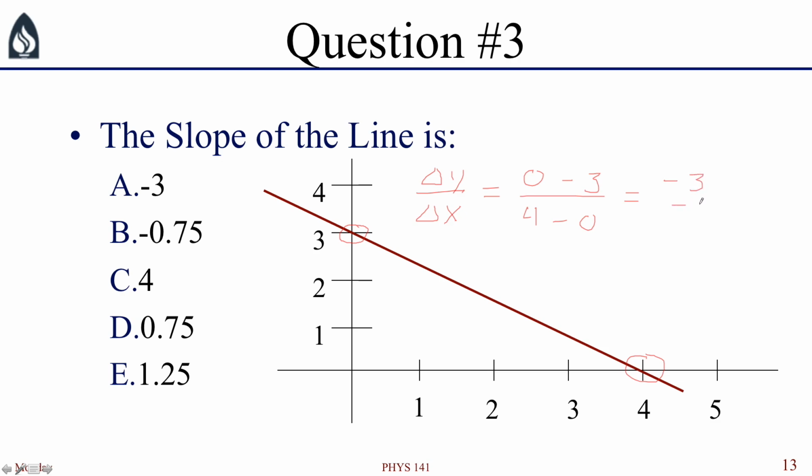So my slope would be negative 3/4, and negative 3/4 is the same thing as negative 0.75. So I would select B as being my answer to this question.